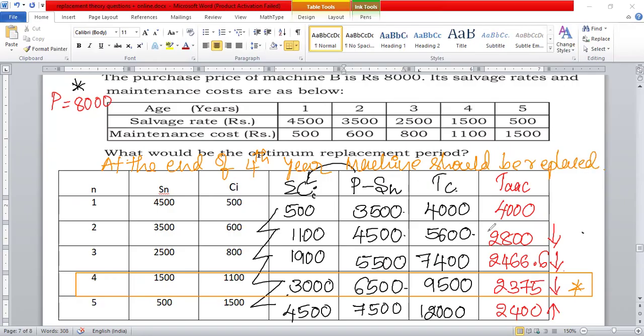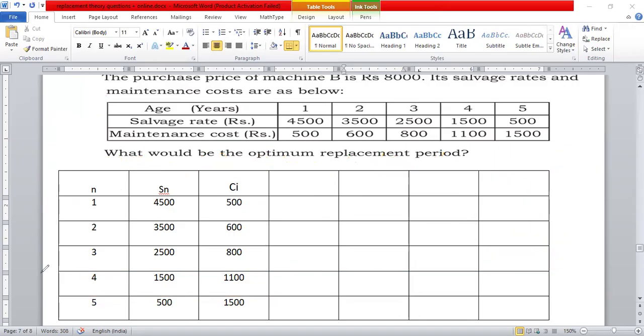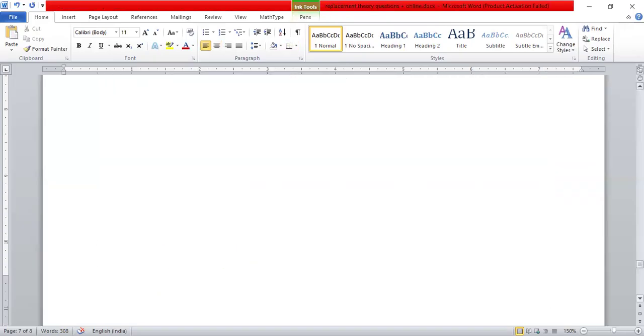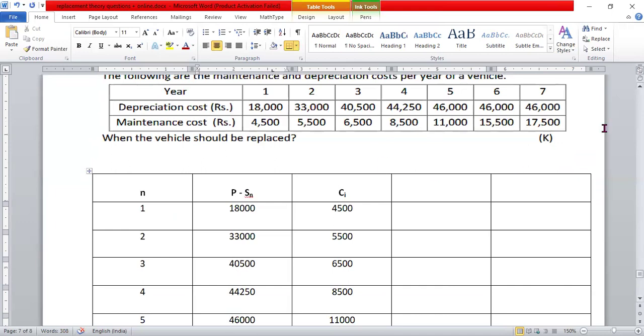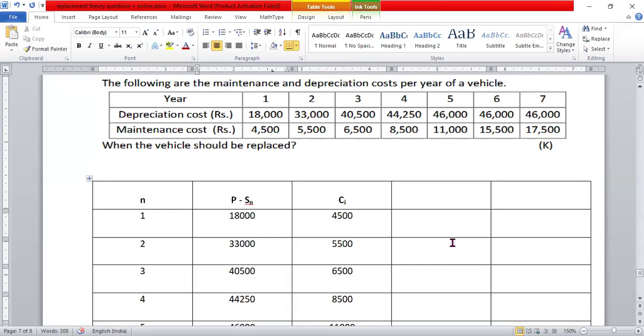Okay, this is the 3-row sum. So 2-row sums is finished, 3-row sum. And one more method is also there here. So what type of method? That is called when depreciation cost is given. Sometimes they give it 2 years back. So they are given like this. Very simple. So what do we mean by depreciation cost? Let's note that, it's very important: P minus S of N is nothing but depreciation cost.